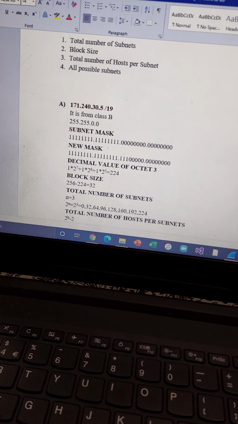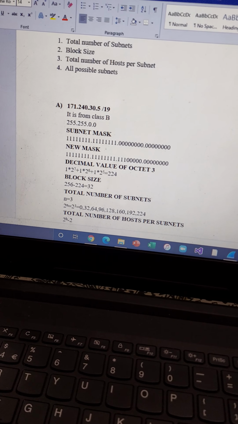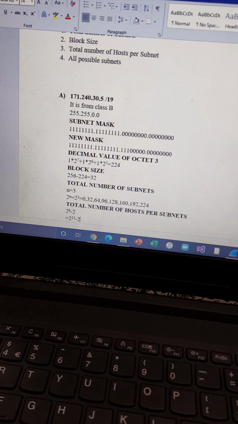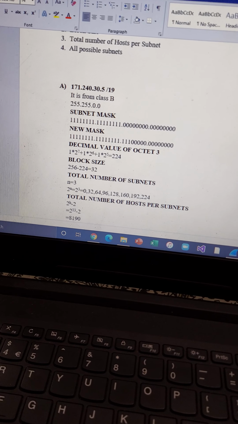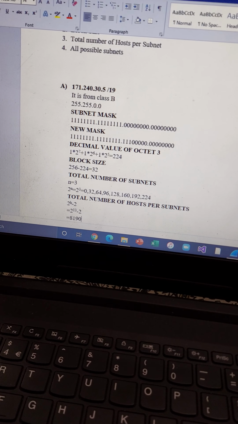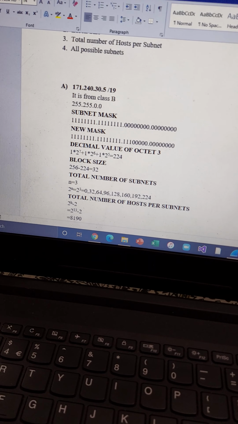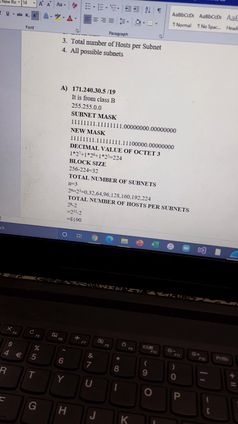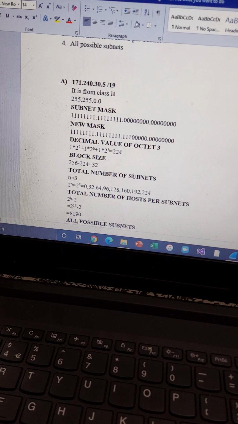Then sir we will calculate the total number of hosts per subnet. We will get that by 2 raised to power h minus 2, where h is the host bits. We will get this by subtracting the CIDR number, that is 19, from 32. From there we will get 13. Then we will put in the formula and we will get the answer 8190.